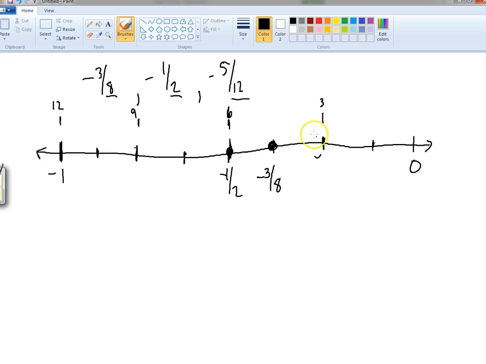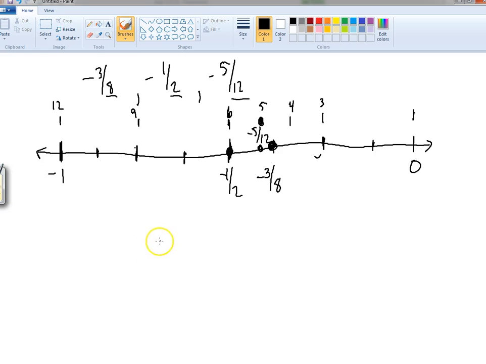Now, we need to know where 5/12 is. So this is negative 3, this is negative 6, negative 9, negative 12. This is 0. To go along 5, between 3 and 6, there's actually 4 and 5. So we need to space this out somewhat evenly. Something like that. So 4 would be right here, 5 would be right here. And that is where negative 5/12 would be.